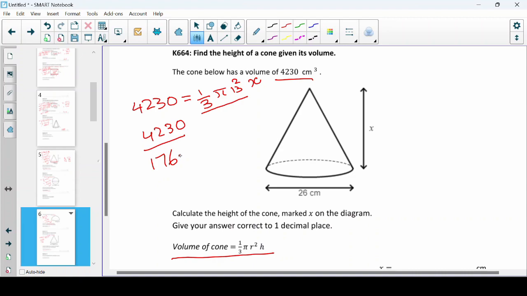This gives us 176.97. All right. So if we have to write at one decimal place, what we do is 4230 divided by 177.0, and then we do 4230 divided by 177, which is 23.89. So our answer is 23.89, or we write it 23.9 at one decimal place.